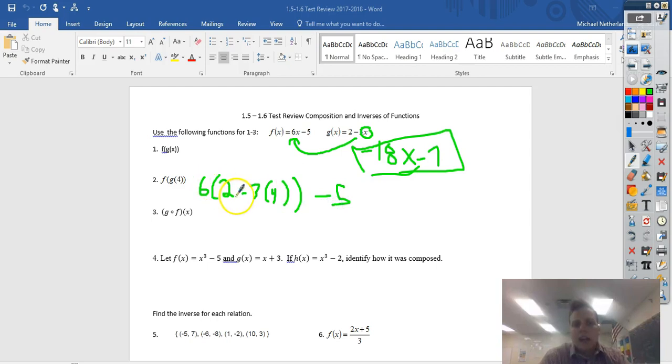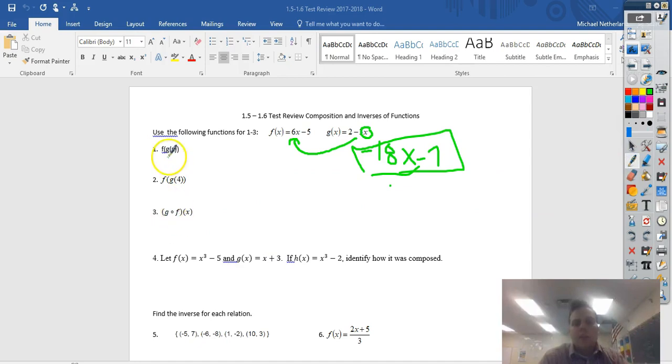And now I'm just going to calculate this. 3 times 4 is 12. 2 minus 12 is negative 10. 6 times negative 10 is negative 60. Negative 60 minus 5 is negative 65. And that's number 2, negative 65. Okay? Number 3, g composed of f of x.